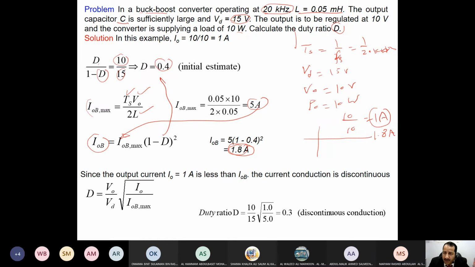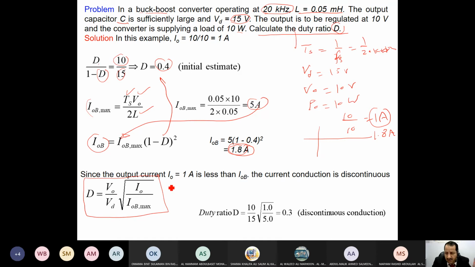Lower. Lower. This means that this is discontinuous or continuous? Which one? Discontinuous. Excellent. We are working in the discontinuous conduction mode. Just a minute. Let me go back to the question. What do you want me to find? Calculate the duty ratio. Now I discovered that the circuit is in discontinuous conduction mode, so I will use this formula.